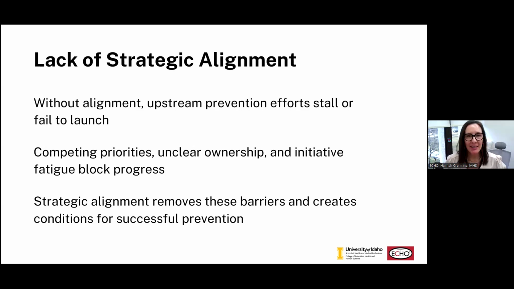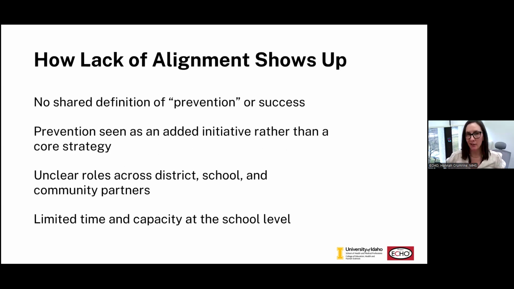So the next barrier is lack of strategic alignment. Without strategic alignment, our upstream prevention efforts can stall or even fail to get off the ground. And that's a really big impediment. So if you go to the next slide, I have some examples of how lack of alignment might show up.